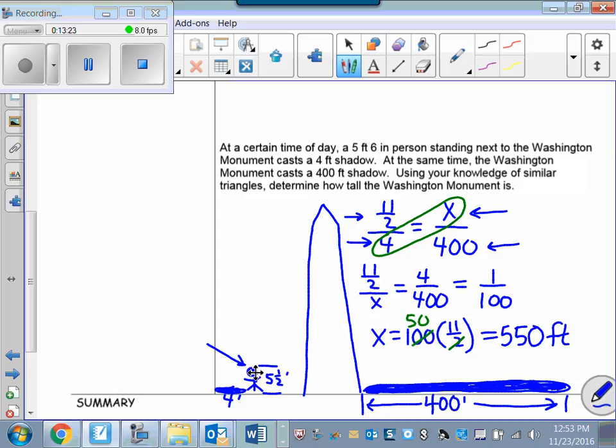And if I'm not mistaken, you can check me, Google it, but I do believe the Washington Monument is right around 555 feet and a few inches tall. But anyway, you can see the value of understanding similarity and proportions in finding out things. So, all right, write yourself a summary there. And our next lesson, we will talk about similarity in right triangles.